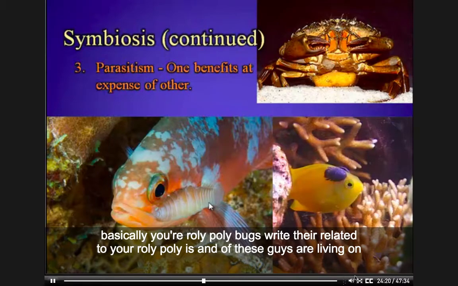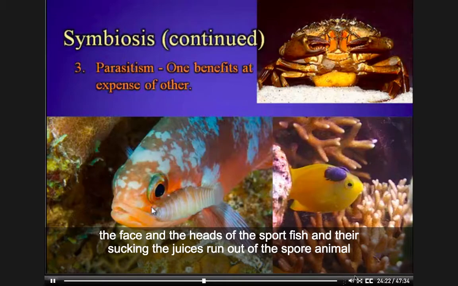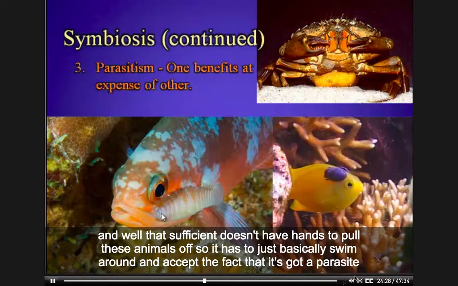And these guys are living on the face and the heads of these poor fish, and they're sucking the juices right out of this poor animal. And, well, it's a fish. It doesn't have hands to pull these animals off, so it has to just basically swim around and accept the fact that it's got a parasite on it.